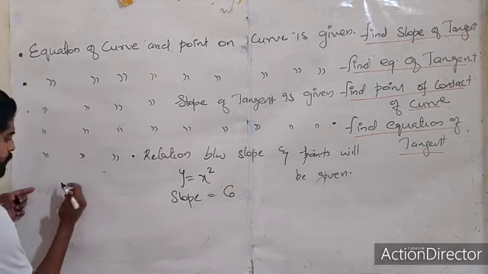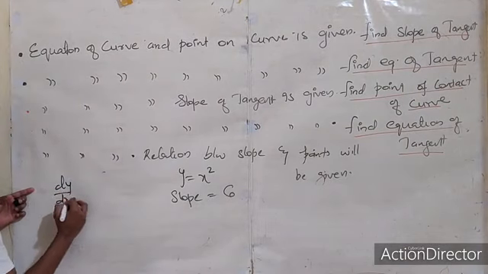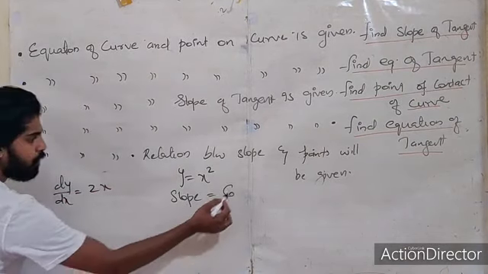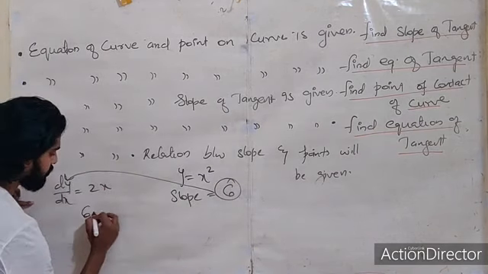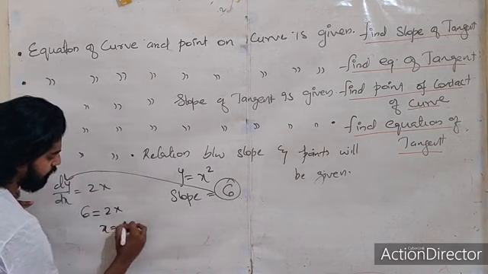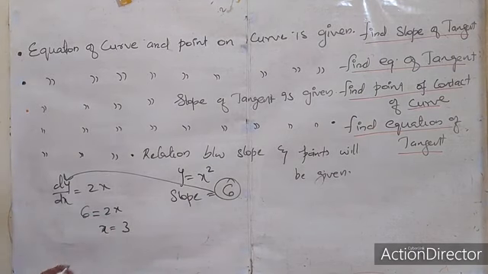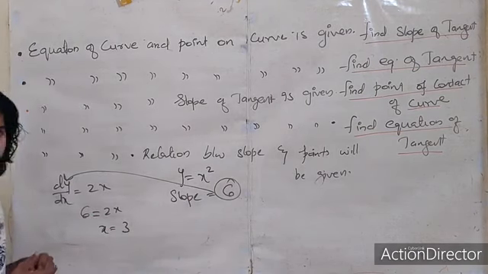So what I have to do is differentiate it, dy by dx equal to 2x. Substitute slope in place of dy by dx. So we have 6 is equal to 2x. So x is equal to 3. So this is the x coordinate of the point of contact.